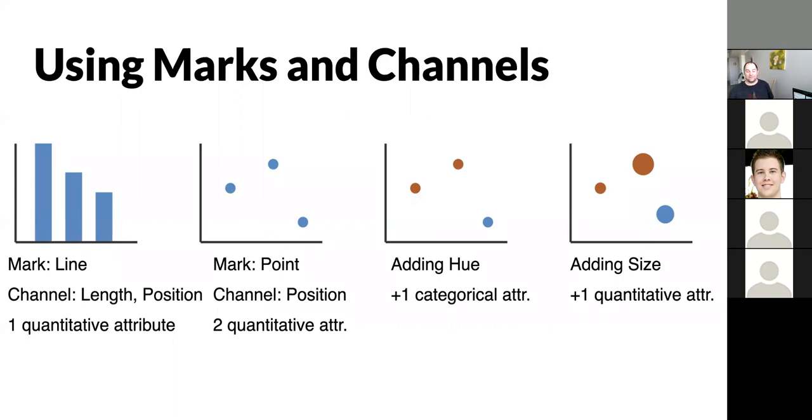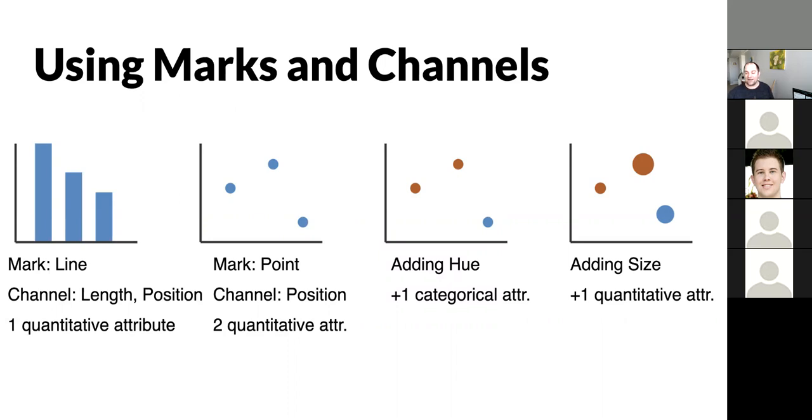Let's suppose I have a data set with items in it. In the first example on the left, I'm encoding the items with the line mark of the bar chart. The channel I'm using is the length of the bar, or you can think of it as the position of the upper edge of the bar. So I'm encoding one quantitative attribute for the different items. If I now take a scatter plot, the mark is no longer a line, but a point. The channel here is the position of these points, but I'm encoding two quantitative attributes, so I have separate encodings for the X and the Y dimension. This could be something like a correlation of the weight and height of a person, for example.